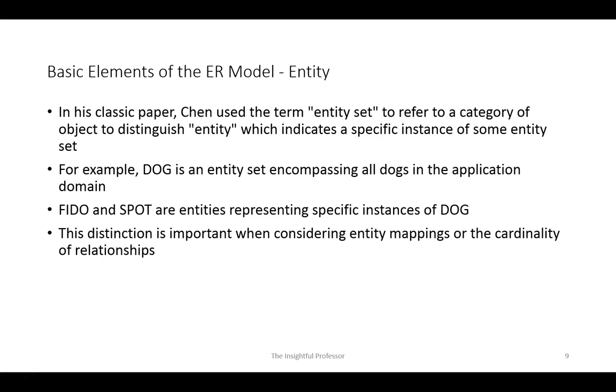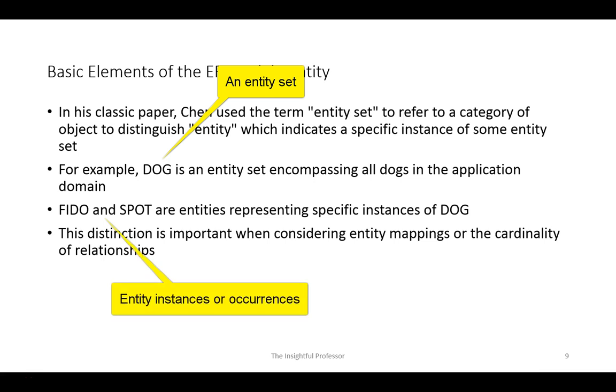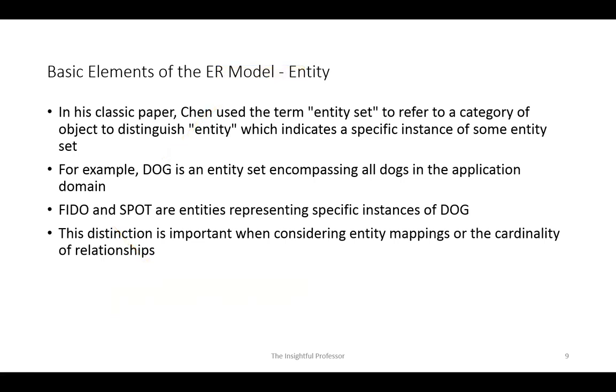Now, we've used the term entity type and entity set. Entity set sounds very formal. It turns out that this is the term that Chen himself used when describing entities within his classic paper. He used this term to refer to a category of objects to distinguish entity, which indicates a specific instance of some entity set. So we talk about the concept of an entity set or type being a category or a class, and an entity instance. For example, we talk about dog as an entity set, which encompasses all dogs within the application domain. Fido and Spot may be specific instances of dog within the application domain, hence they are entities or entity instances within this entity type within this application domain.